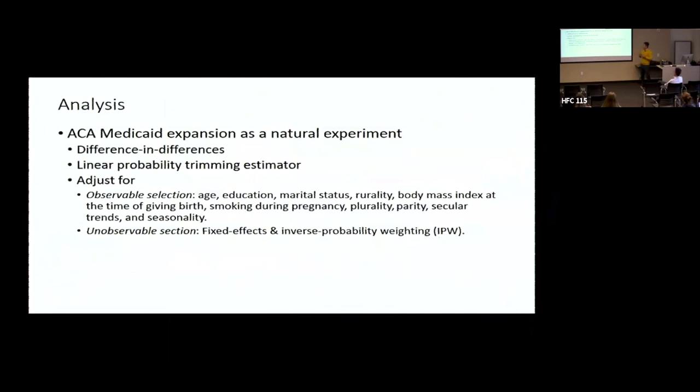Because we have a somewhat different data period, we analyzed data from 2011 through 2016, and it allowed us to go a little bit beyond the usual difference-in-differences analysis. So we were able to control for not only observable selection but unobservable selection, additionally through fixed effects and inverse probability weighting, which is a method of propensity score weighting. So this kind of model might be called doubly robust estimates.